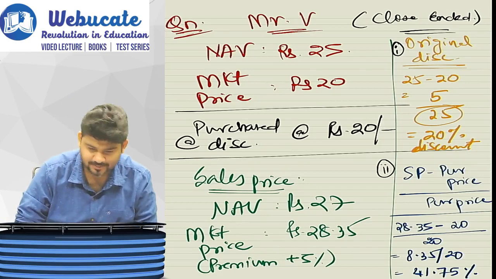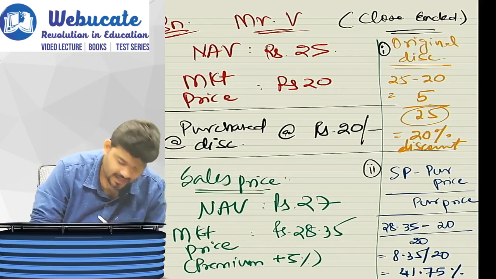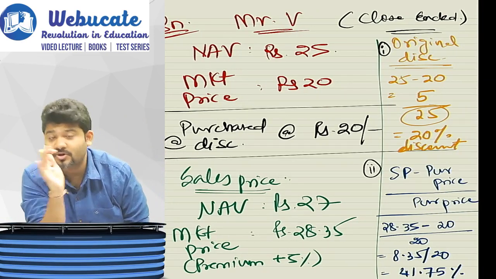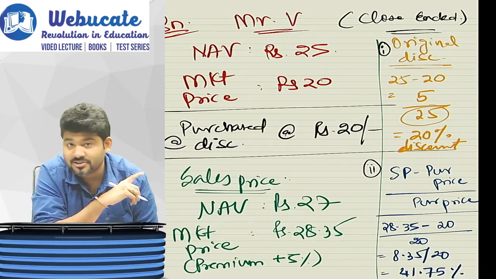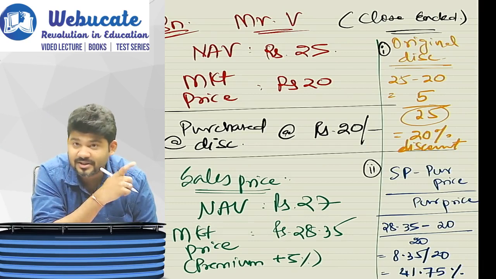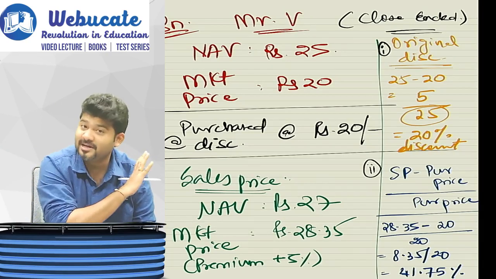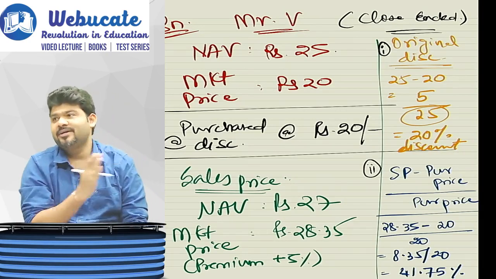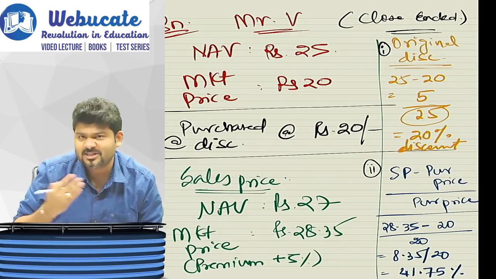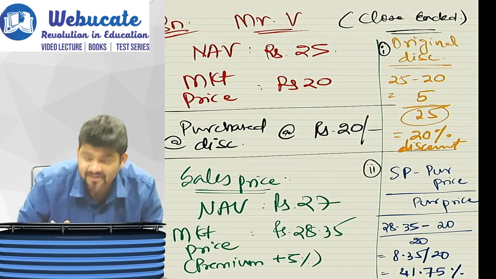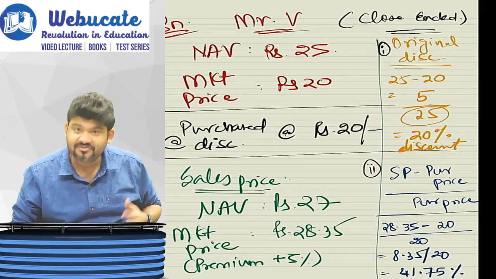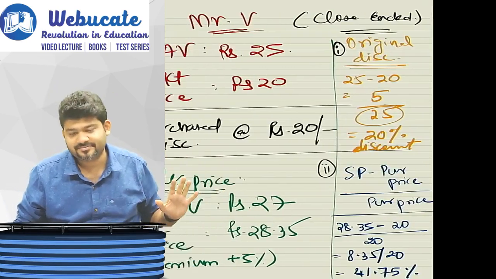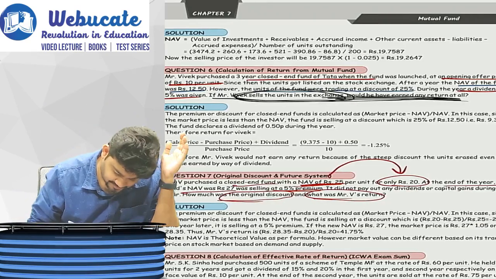Perfect. Superb. Done. Are you guys clear with all the questions, all the concepts, all the formula so far done? Closed-ended fund, we first understood the format, concept, formula, that NAV or market price, always market price for closed-ended fund. Then we converted into a formula, selling price minus purchase price plus dividend divided by purchase price will give us the return. Then we solved two sums, 6 and 7, V and Vivek. Done. All right, guys, please confirm.